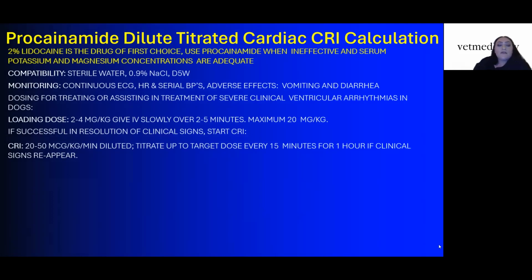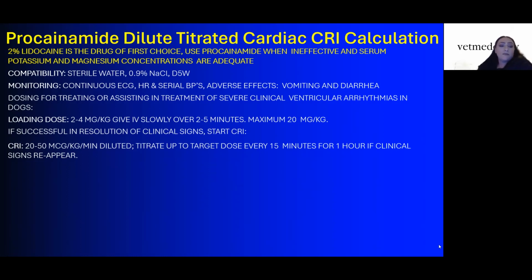Okay. So for the next one, procainamide, this is a dilute titrated cardiac CRI as well. 2% lidocaine is the drug of first choice, and you want to use procainamide when lidocaine is ineffective and serum potassium and magnesium concentrations are adequate. It's compatible with sterile water, saline, and D5W. Monitoring includes continuous ECG, heart rate, and serial BPs. Adverse effects are vomiting and diarrhea.